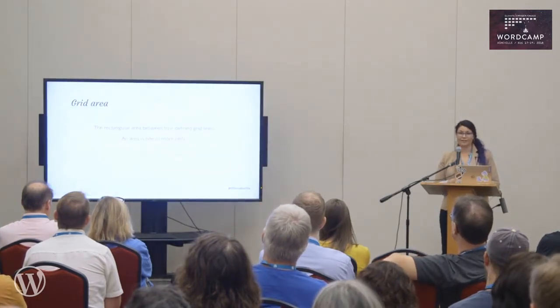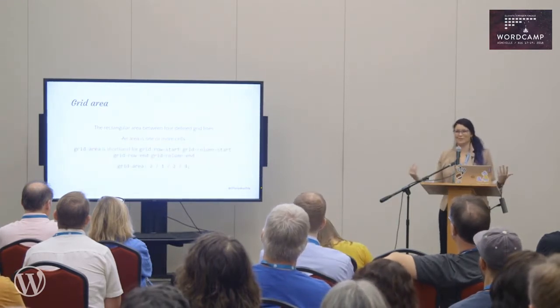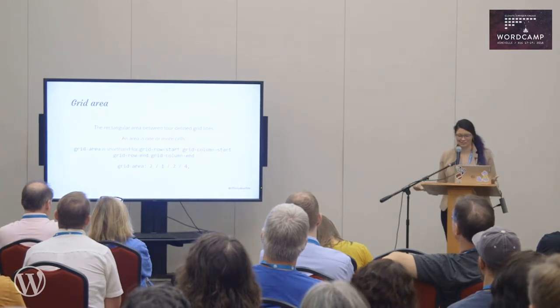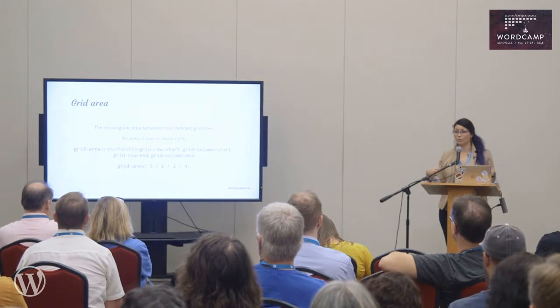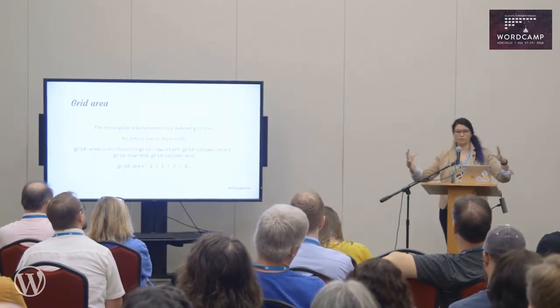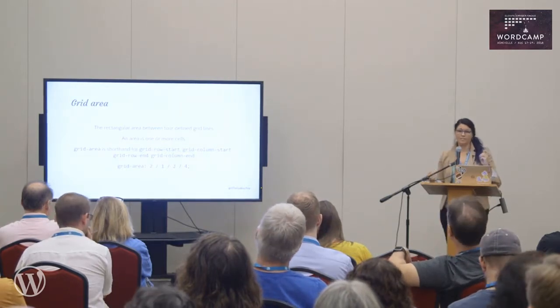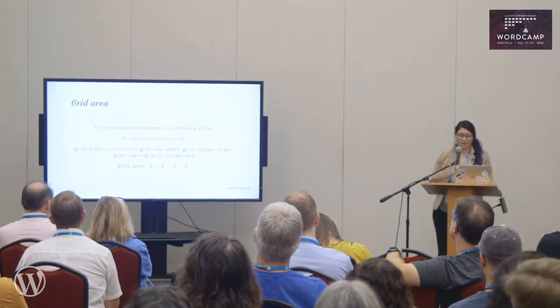A grid area is like a cell. It's a little bit like colspan and rowspan if we're going to use our table analogy. And it's the rectangular area that's defined between grid lines. This can be a collection of cells, or it could be just a single cell. It's also a shorthand notation. And it's a really clever shorthand notation, I think.